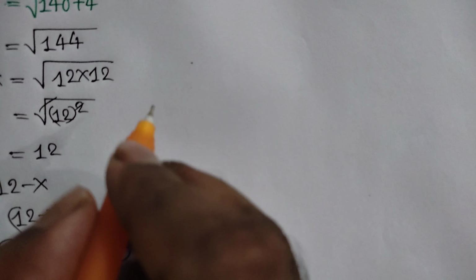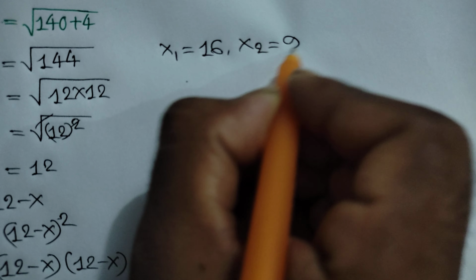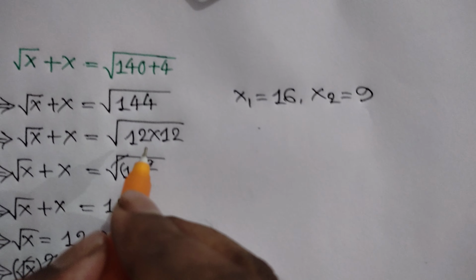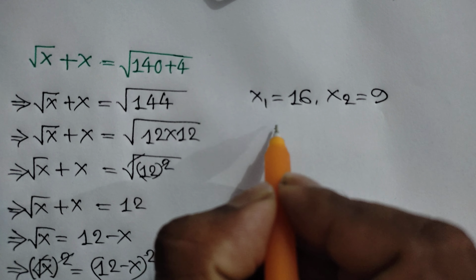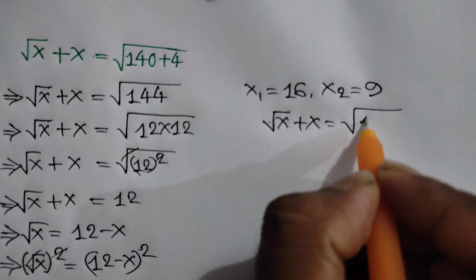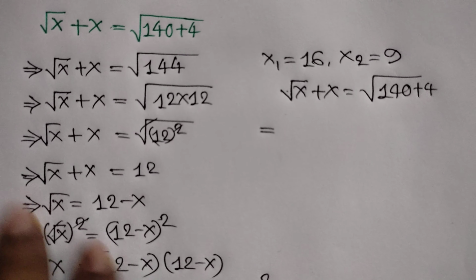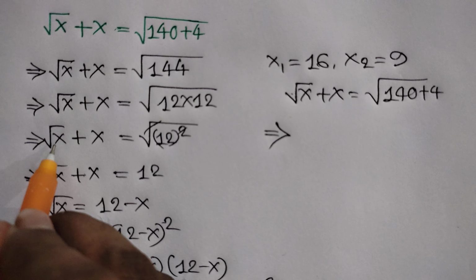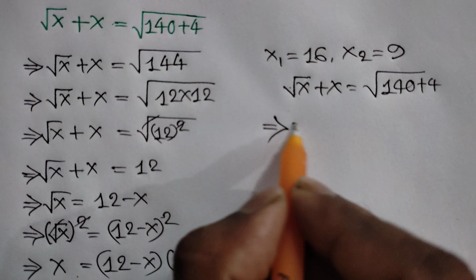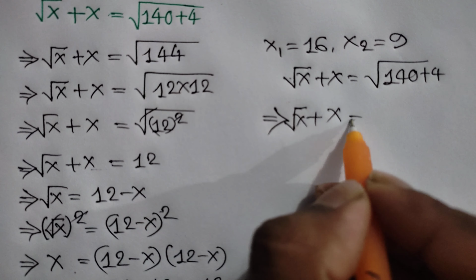Now we have found x1 is equal to 16 and x2 is equal to 9. Our equation is square root of x plus x is equal to square root of 140 plus 4, that is, square root of x plus x is equal to 12.